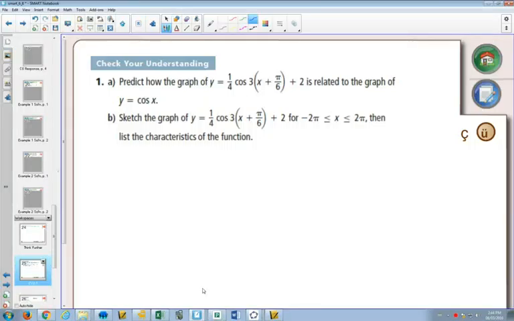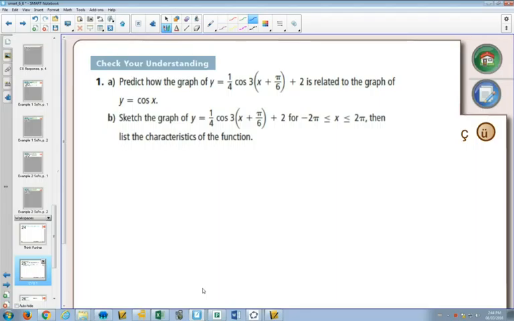So the predicting part in part A is just to describe some of those transformations. The 1/4 is going to cause your amplitude to only be 1/4. That's going to be a vertical compression by a factor of 1/4. The 3 inside is going to be a horizontal compression by a factor of 1/3. It's going to change your period to 2 pi over 3.